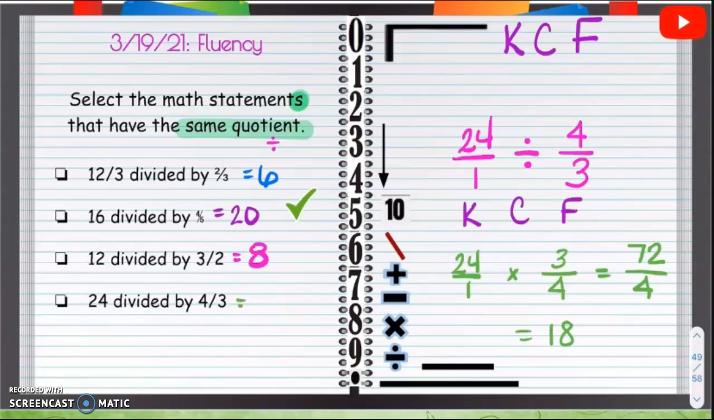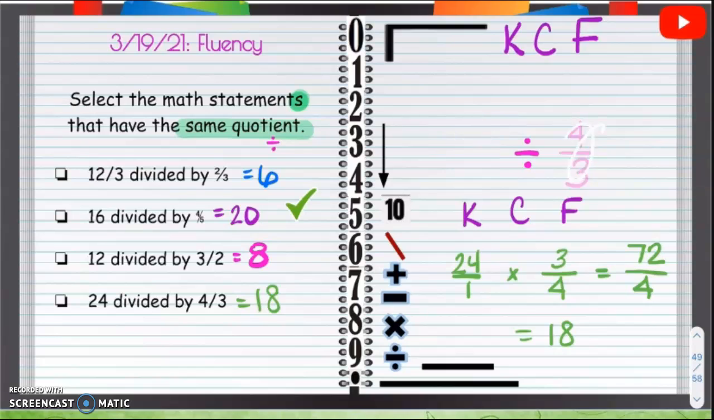But now it says, which ones have the same quotient? Same quotient. So they all have different quotients, it seems to be. So in this case, in this fluency, none of them have the same quotient. Let's double check.